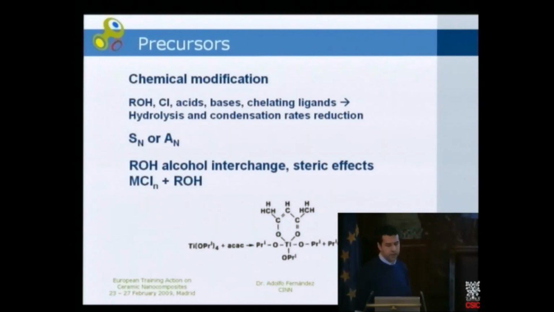Because of that, chemical modification is normally used for reducing these hydrolysis and condensation rates and allowing control of the final structure. One typical chemical modification is the addition of a polydentate ligand, because it is going to form a more stable complex against the hydrolysis and condensation reactions. The higher stability of this complex is because the formation of this kind of complex is energetically favorable.